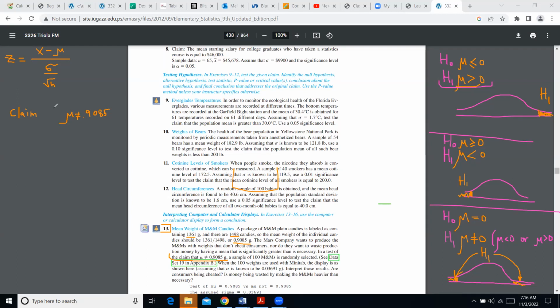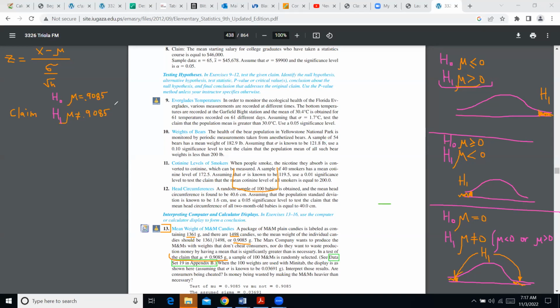So I start by producing hypotheses, and since the claim does not have an equal sign, it must be H1, because H0 is always with an equal sign, so it'd be the opposite of H1, and the opposite of not equal will be mean is equal to 0.9085. So equal and not equal is what I'm working with in this exercise.